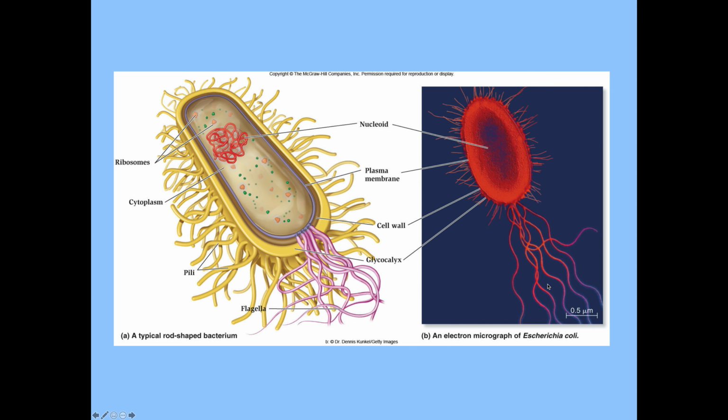We have an electron micrograph here of E. coli. This is what E. coli looks like, although E. coli usually has a little more flagella. And we can see the fimbriae and pili, the cell wall, the nucleoid region, cytoplasm, and of course flagella. Not all bacteria have flagella, but some do. And those that do are called motile bacteria. That's what they use the flagella for.